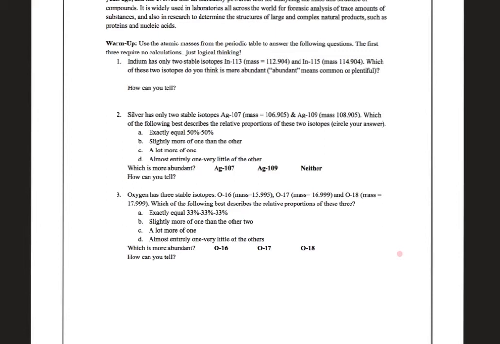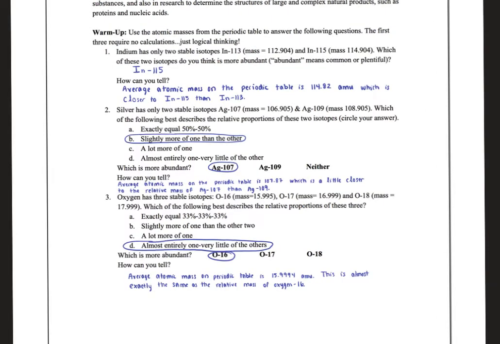All right, 3-minute timer is up. Let's check out the answers. The first one, we have indium, the isotopes indium-113 and indium-115, and they actually gave you the masses of those individual isotopes. What do you think is more abundant?